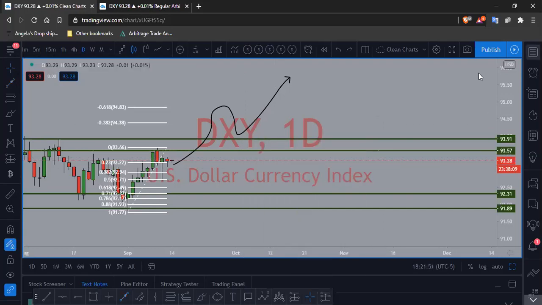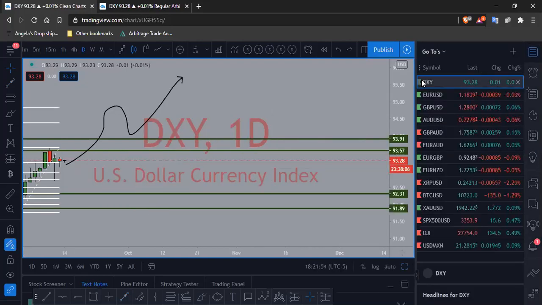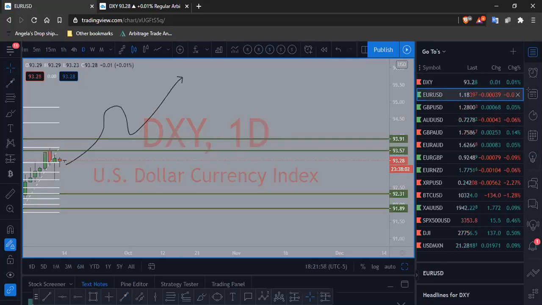Let's go over to EURUSD. This needs to go red. EURUSD.